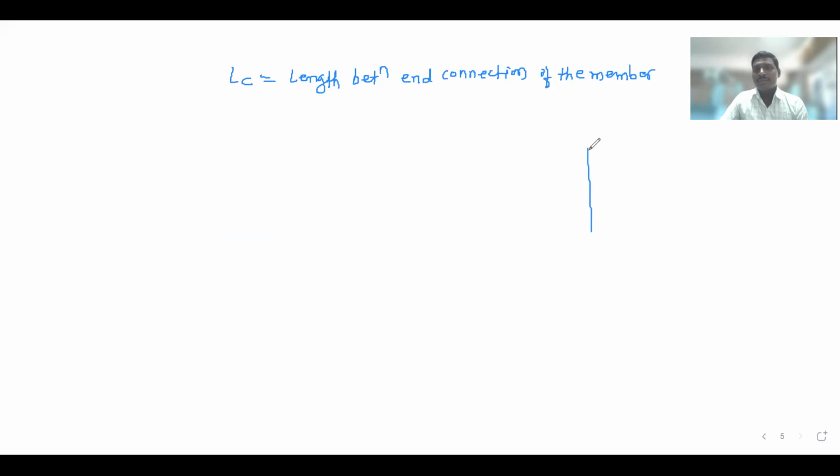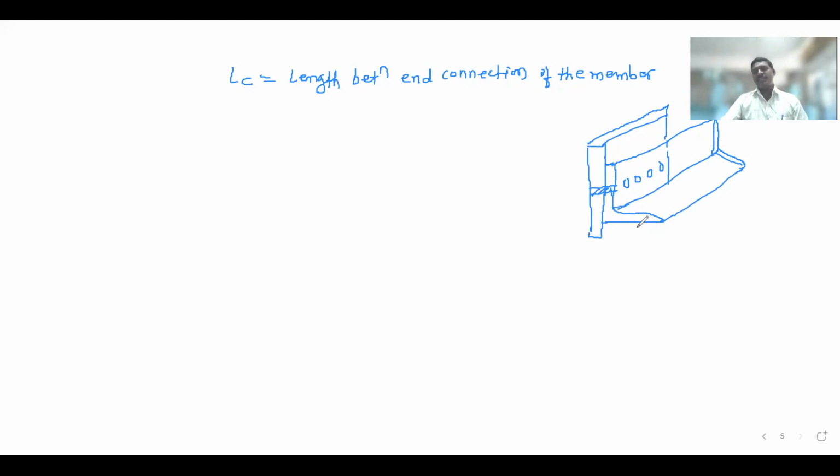Okay, it means what? See, this is your plate. This is your angle connected to the plate. I'm drawing a 3D sketch here. So first bolt, second bolt, third bolt, fourth bolt, like this bolts are there. So this is your 3D sketch. It means if we see in this direction, this is your angle like this.